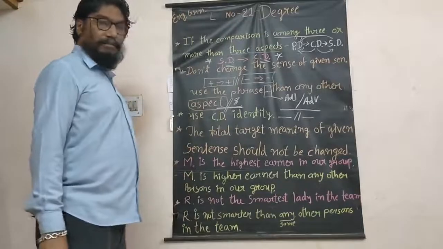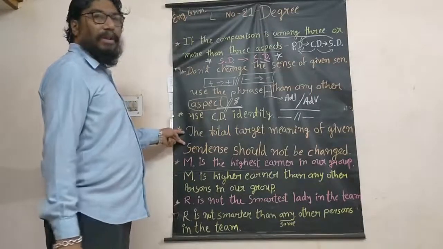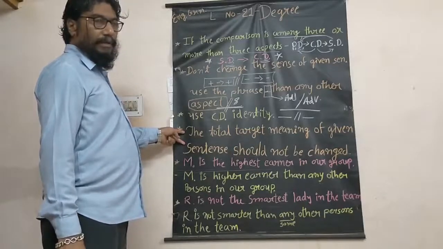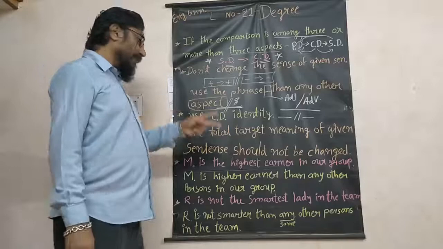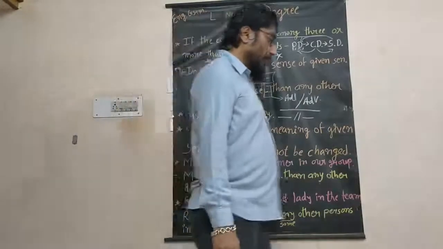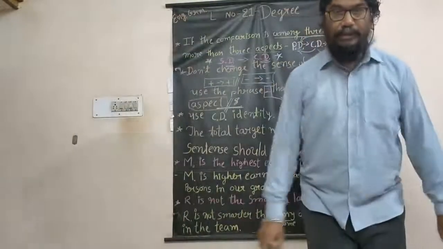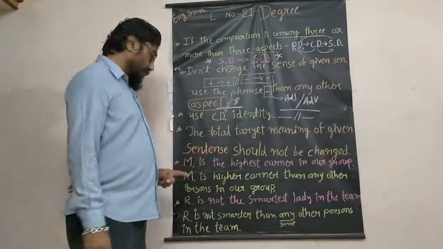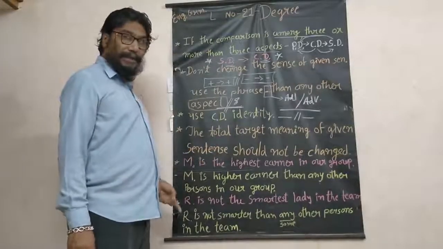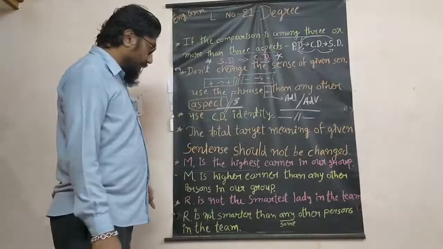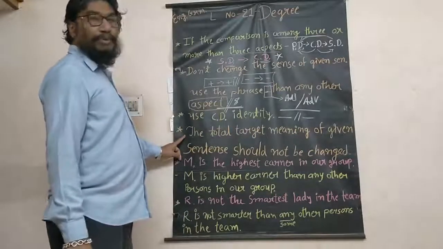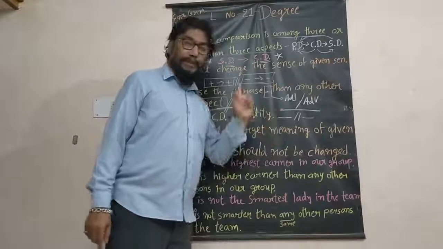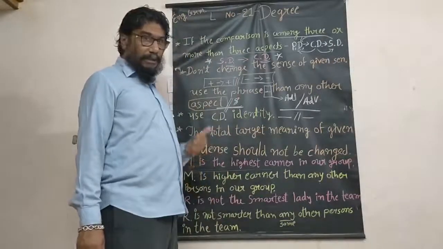Next to that, this is common for all the sentences. This is common for all the topics in transformation. The total target meaning of the given sentence should not be changed. If you change it, your sentence is wrong. This is the most important thing for you. Two sentences I have explained here, and both the sentences should be according to this condition. The total target meaning of the given sentence should not be changed. How is it possible? That I'll tell you.